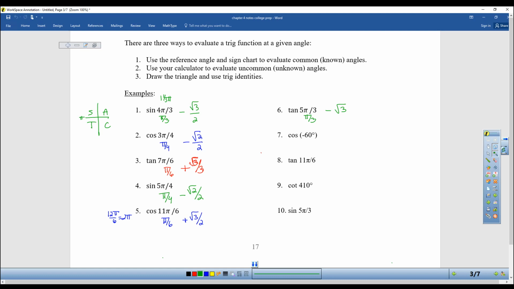Cosine of negative 60. See, this is where it gets a little tricky because degrees aren't as fun. So negative 60 is here. It means you've gone in this direction. But that triangle that it's going to make would be the same as if we had gone 60 in the positive direction. So I can think of this as just a reference angle of 60 degrees. So cosine of 60, this is the same as pi thirds.